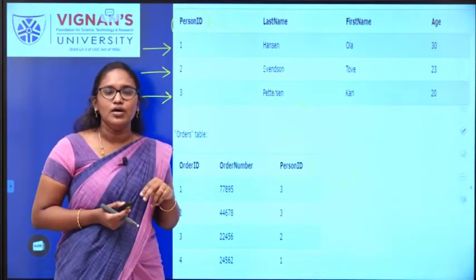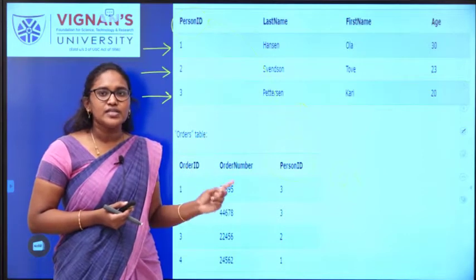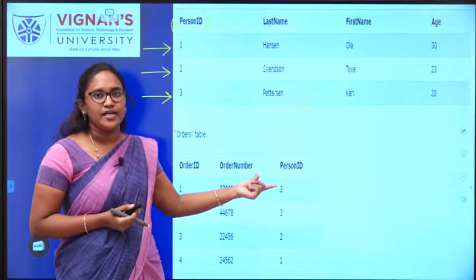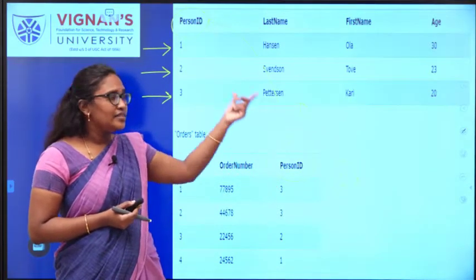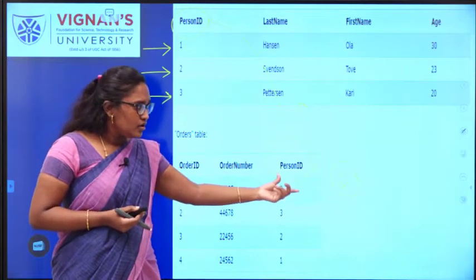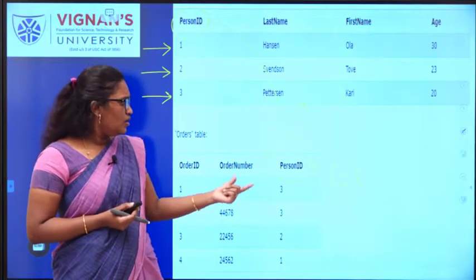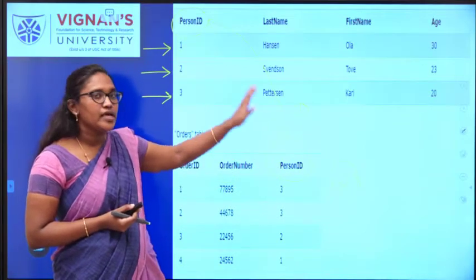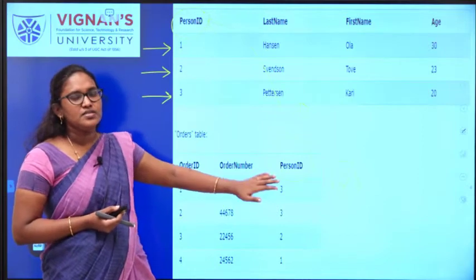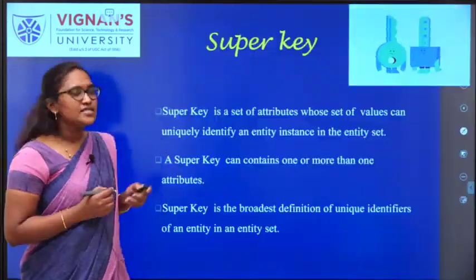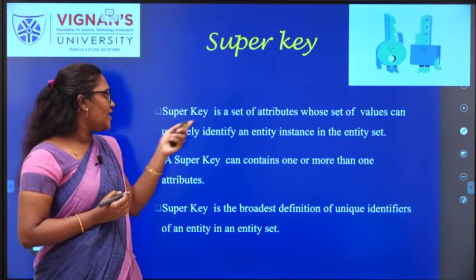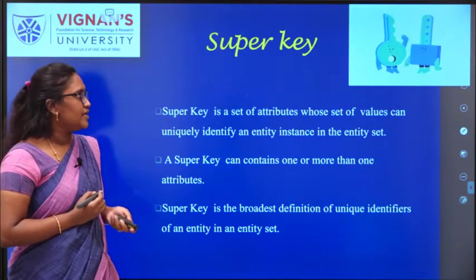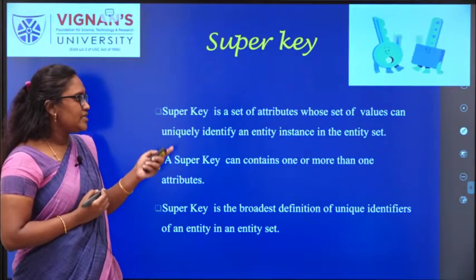So there are two principles you have to understand. One is establishing the relationship between two tables, as well as uniquely identifying the other table's data in the second table. So this table will be called a child table because it is making use of the first table's primary key. It is a set of attributes whose set of values can uniquely identify an entity instance in the entity set. What does it mean? We will see it in more detail.